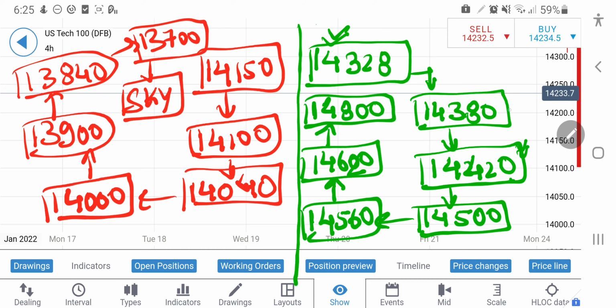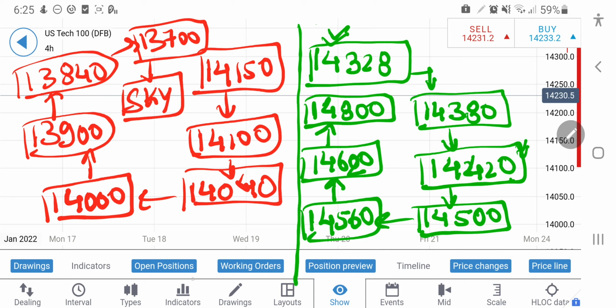Probably we are looking forward to 14380, 14420 can be seen, and in fact it can reverse strongly. However, till the time it remains below 14400 for the day, maybe we see it breaking towards 14,000 and 13,900 levels. I expect we might be looking at 13,900 to 14,400 levels throughout this day. So this is all for US100.